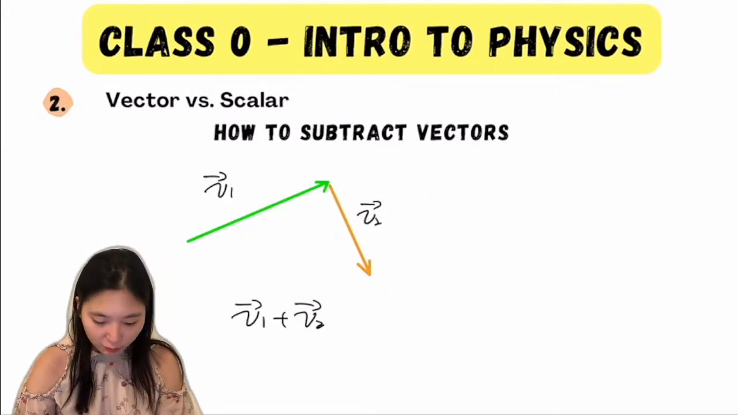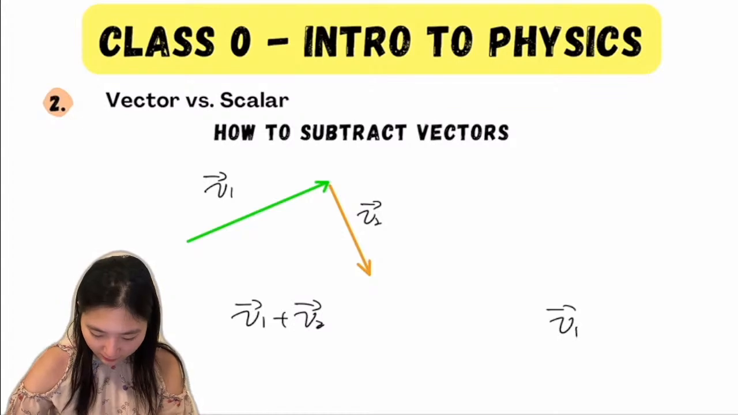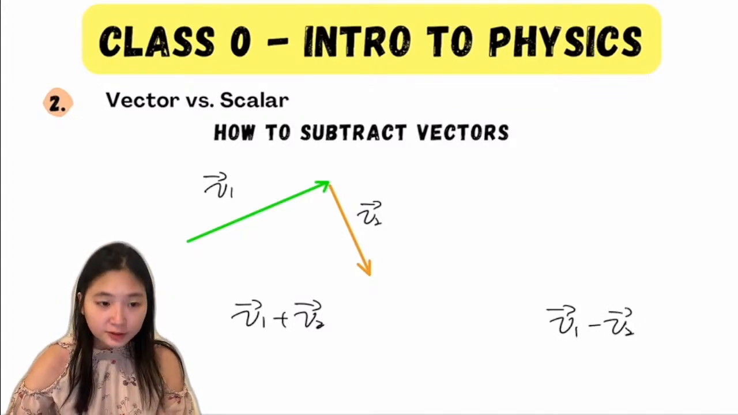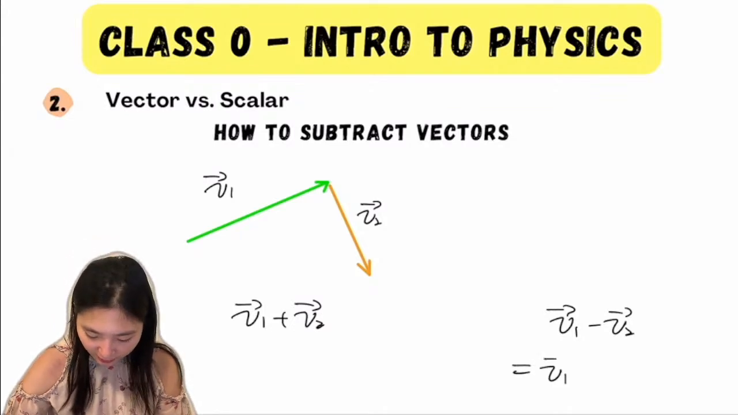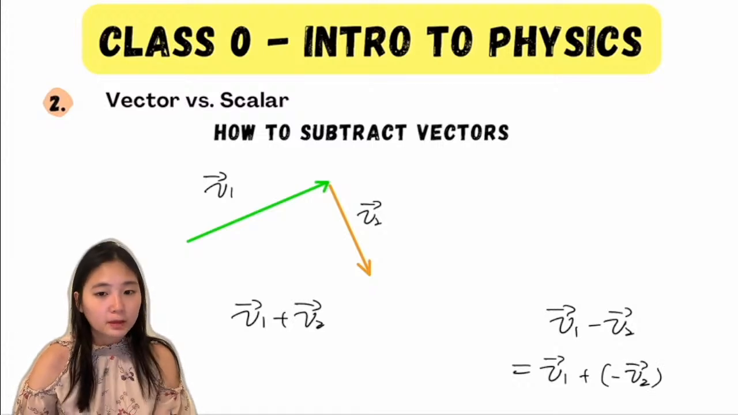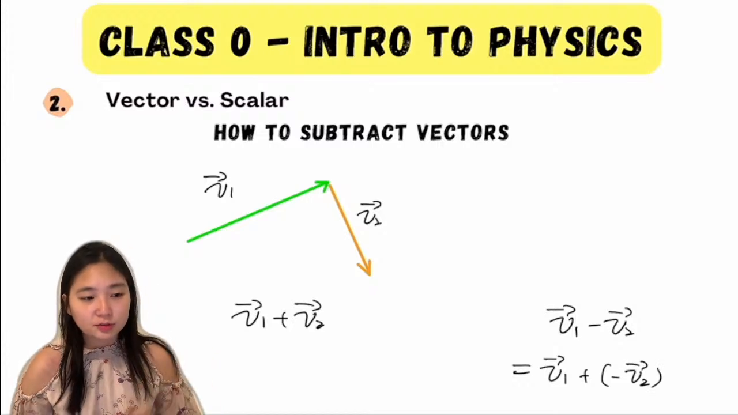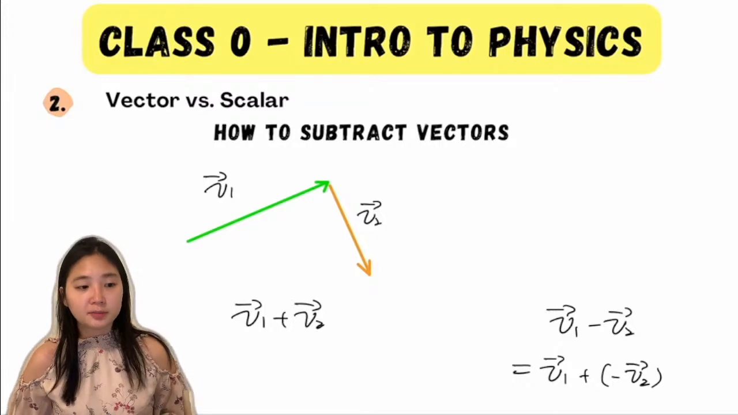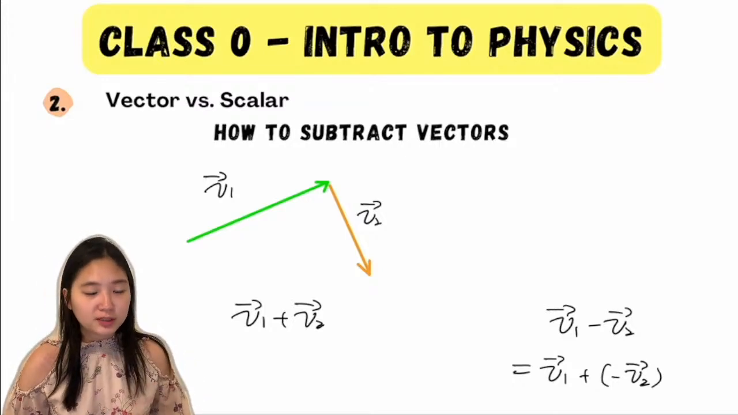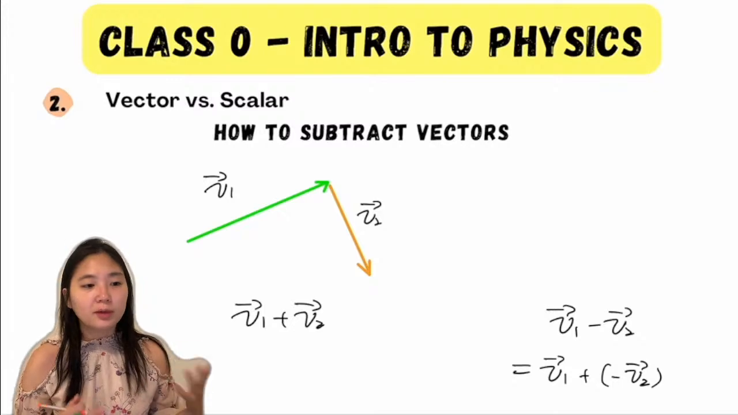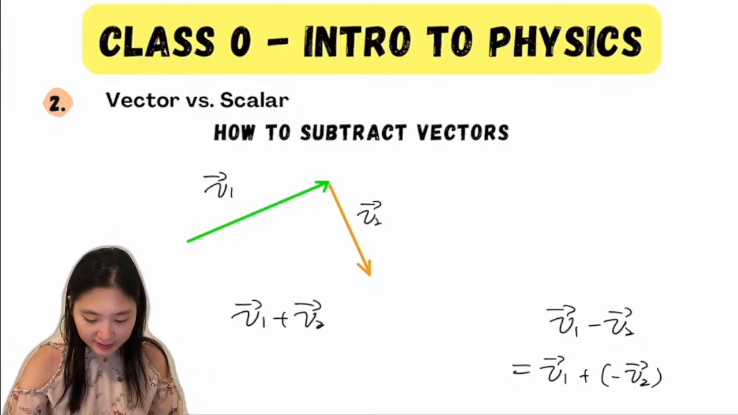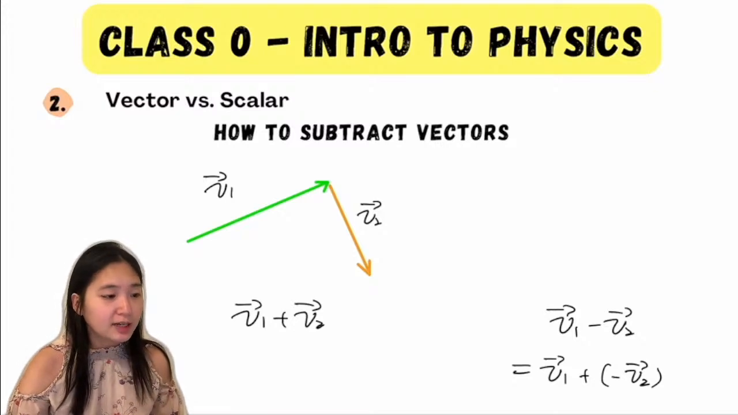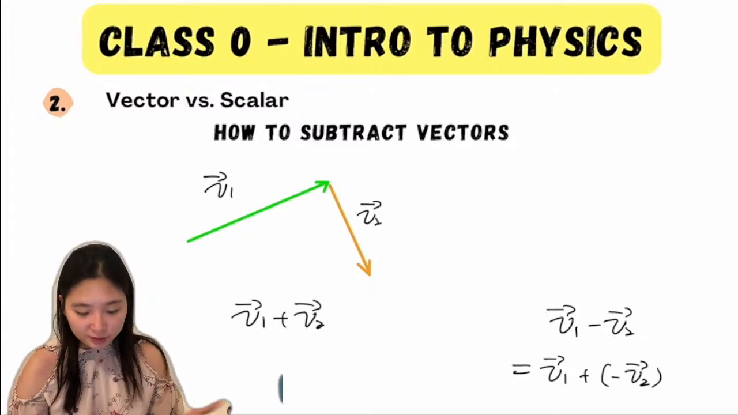What if I want to do vector 1 minus vector 2 instead? Vector 1 minus vector 2 is the same as vector 1 plus the negative of vector 2. This is basically what you learn in elementary school math. Like 1 minus 3 is the same as 1 plus -3. So instead of doing the subtraction, I just do an addition of the negative vector 2.